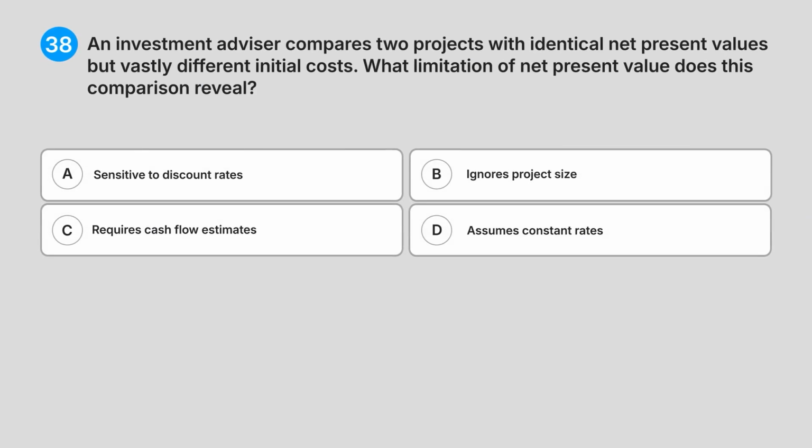38. An investment advisor compares two projects with identical net present values but of vastly different initial costs. What limitation of net present value does this comparison reveal? A. Sensitive to discount rates. B. Ignores project size. C. Requires cash flow estimates. D. Assumes constant rates.